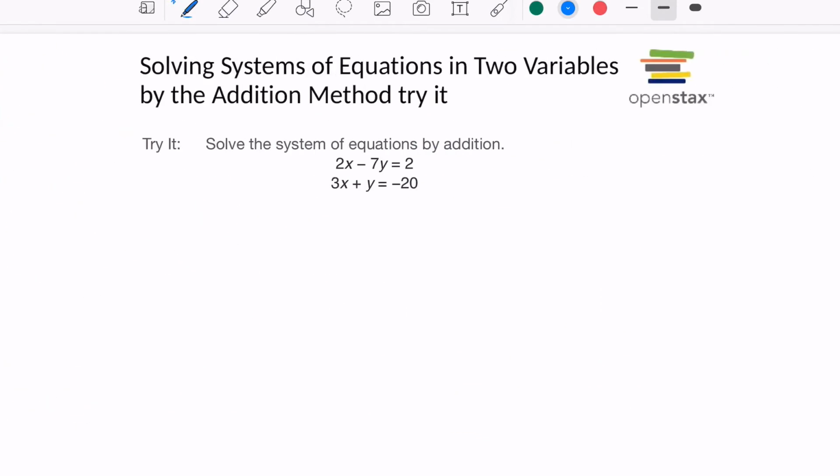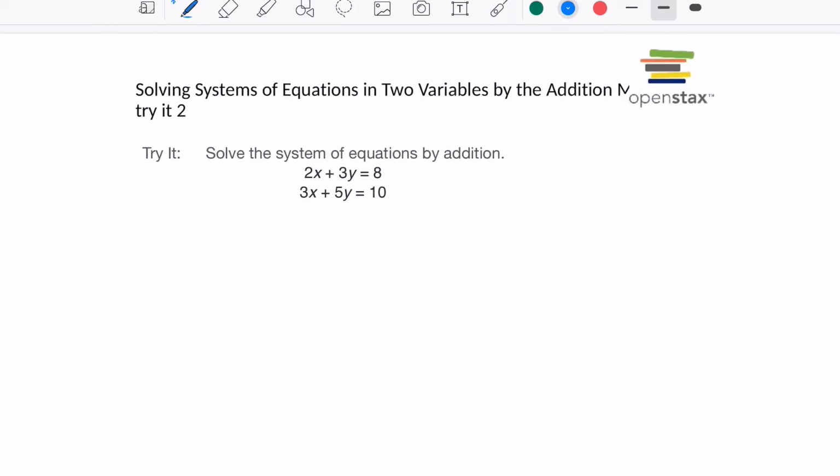So use the same principle now. Pause the video right here and try to solve this problem. Again, pause the video and try to solve this problem.